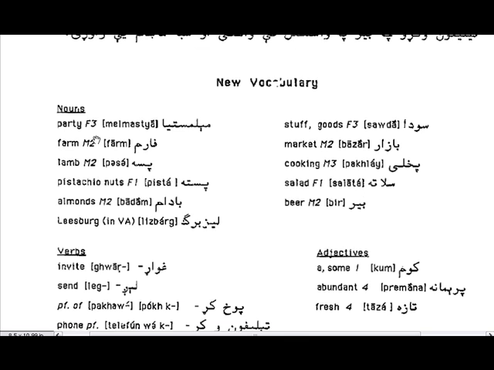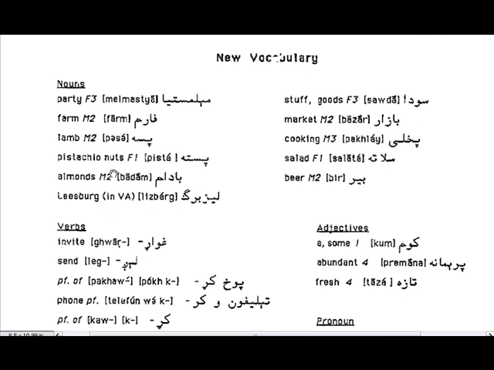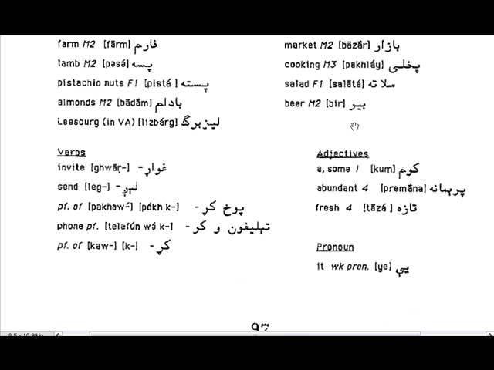New vocabulary here. Melmastia means party. Farm means farm. Pisa means lamb. Pista means pistachios. Badam means almonds. Leesburg, of course, is a place in Virginia. Sauda means goods, stuff, or things you buy from the store. Bazar means market. Pakhlei means cooking. Salat means salad. Beer, I guess this is beer. Afghans don't drink beer.